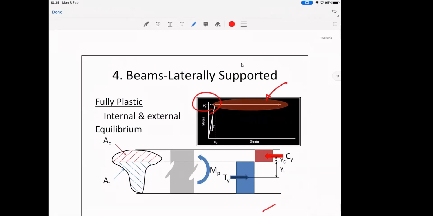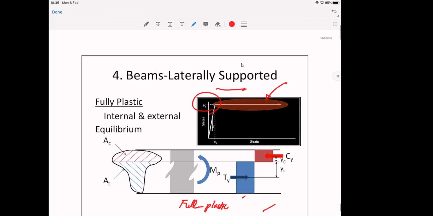Okay, we are in this zone, and when we are in this zone, we are going to focus only on the full plastic. We are not going to try to solve anything where we are about to reach plastic. And we should know that when we reach the full plastic, this is your stress distribution.